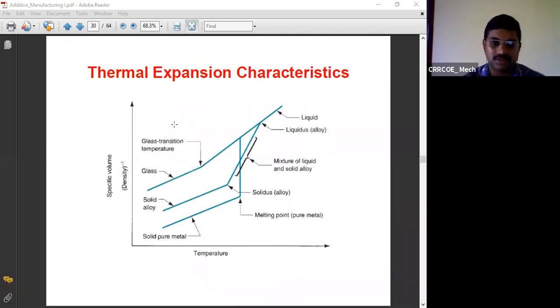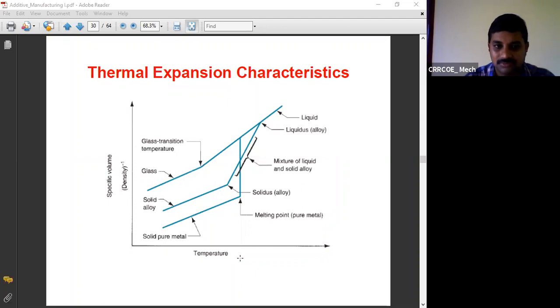See here, definitely, if materials are concerned, we have to go for the thermal expansion characteristics. So that will differ for different materials. Here they have plotted a graph for the specific volume and temperature.